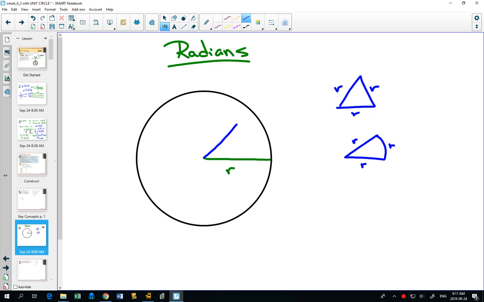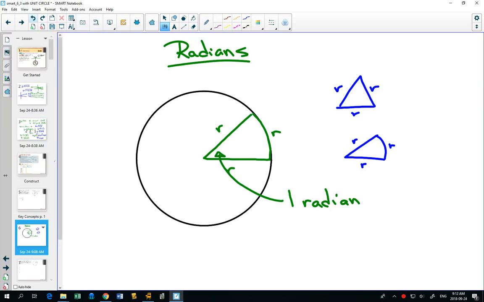Well, I wanted green, not blue. There we go. If I would do that so that this length is still r and this length is still r, this angle right here is 1 radian. That's the definition of the radian. When the arc length is the same as the radius, you have 1 radian.